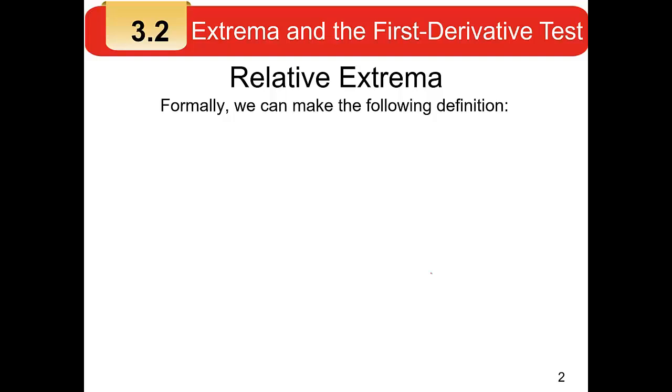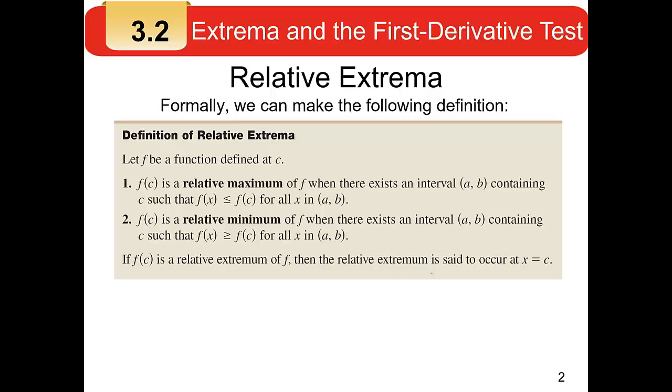I typically like to throw out formal definitions so we can refer back to them later, and most of the time you don't have to memorize these definitions. You simply have to understand what they're telling you, and it's nice to have the formality there to look back to when you need to refresh yourself on what they mean. In any case, the definition of relative extrema: if you have a function defined at some value c, an x value, then f of c is a relative maximum of the function when there exists an open interval a to b around c. In other words, that point c is inside the interval, such that the function value at c is bigger than the other values in the interval. That's a relative maximum. You see, f of c is bigger than the rest of the values in the interval.